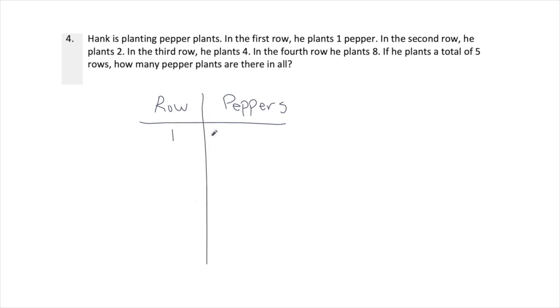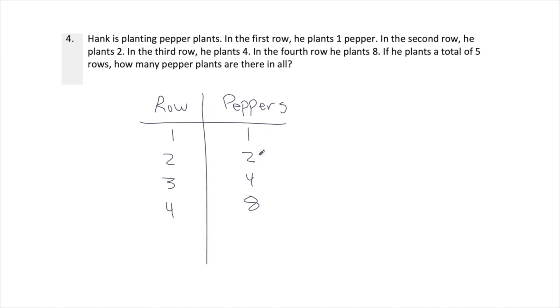In row 1, he plants 1 pepper. In row 2, he plants 2 peppers. In row 3, he plants 4 peppers. And in row 4, he plants 8 peppers. Let's see if we can figure out a pattern to figure out the number of peppers in the fifth row.